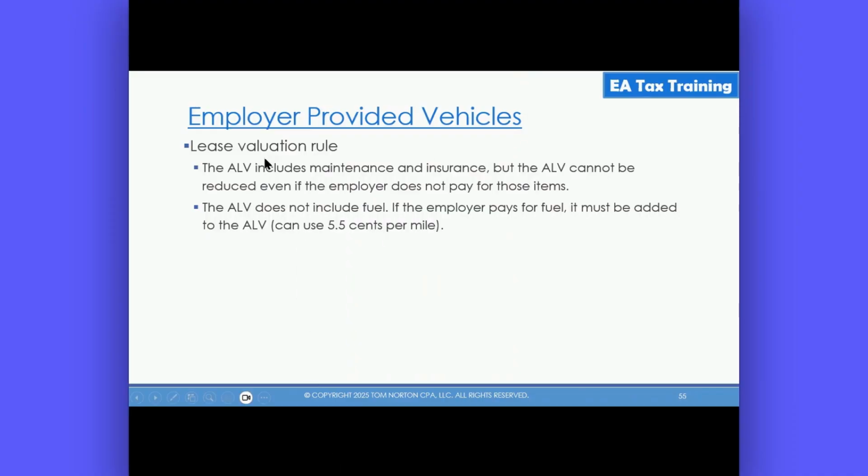The amount that you determine from that table includes maintenance and insurance. But if the employer does not pay for those items, so if they make the employee pay for the maintenance and the insurance themselves, tough luck, you cannot reduce the amount that's included in the employee's paycheck. So those amounts include maintenance and insurance, but you cannot take them out. On the other hand, the annual lease value does not include fuel. So if the employer pays for fuel, you have to add that. So in addition to the amount on the chart, you have to add 5.5 cents per personal mile driven for fuel.